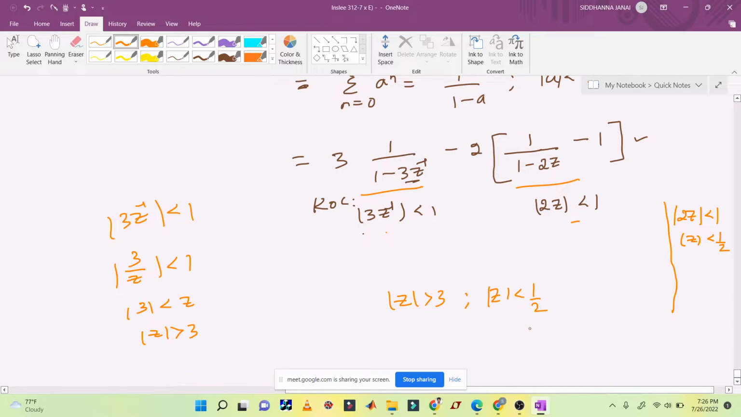So there is no correlation. What I mean to say is, let this one be our 1 by 2 and this be our 3.